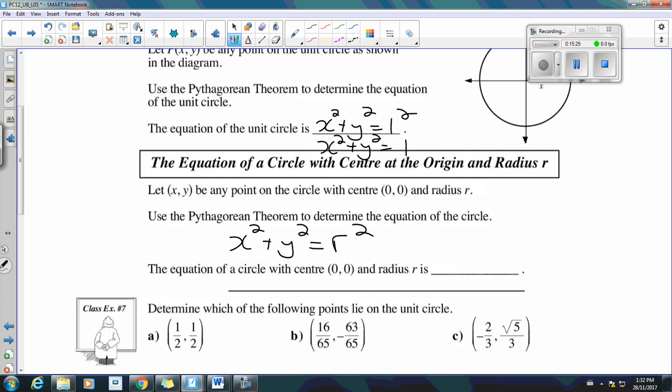So this is the equation that works for any circle. This doesn't come up very often, but it's pretty obvious, so it's worth mentioning.